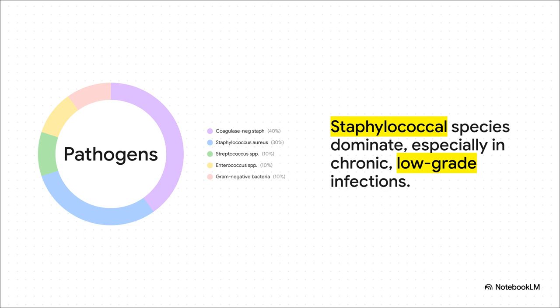So who are the usual suspects? Well, take a look at this chart. The microbial landscape is pretty predictable. It is overwhelmingly a staph-related problem. Coagulase-negative staphylococci are the biggest players, especially in those chronic, low-grade infections. And right behind them is their more notorious cousin, Staphylococcus aureus. Knowing this is absolutely fundamental for picking our first-line antibiotics before we have all the data back.